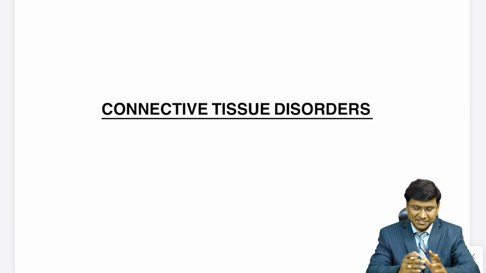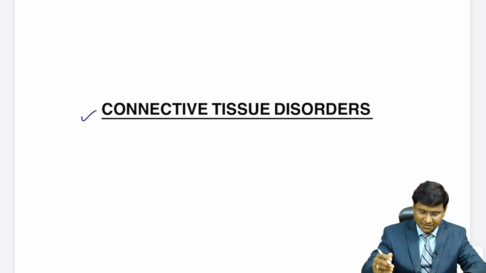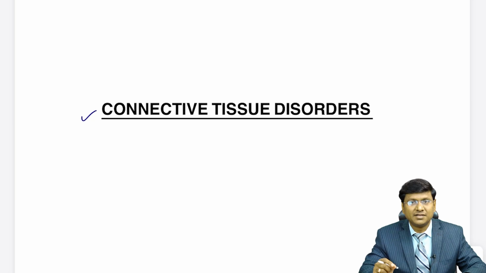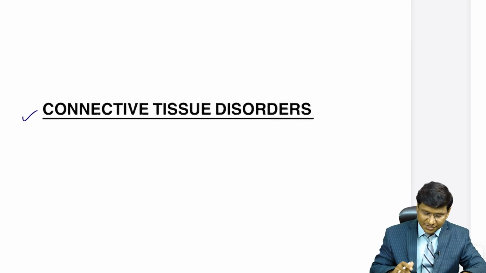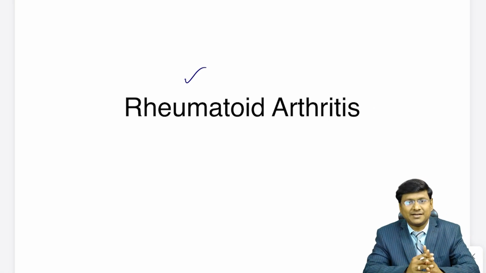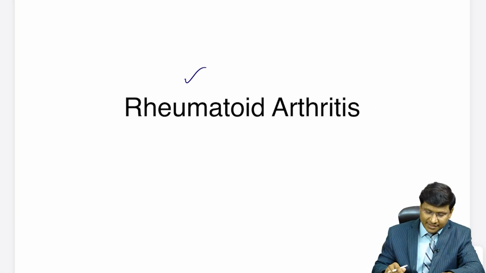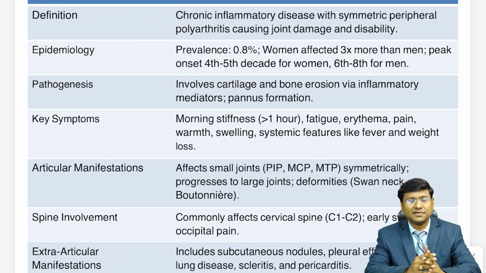So in this particular section, I'll be discussing the quick revision of the connective tissue disorders. In the connective tissue disorders, the first topic for the discussion will be rheumatoid arthritis. So what exactly is the definition of rheumatoid arthritis?